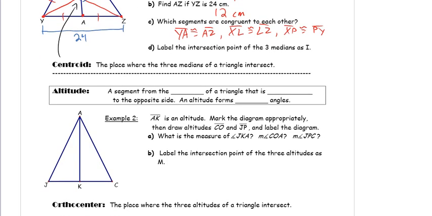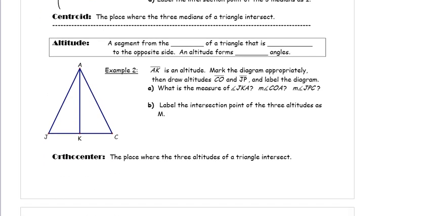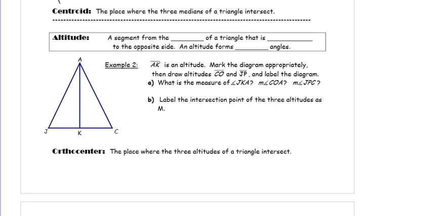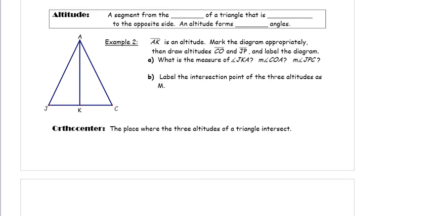An altitude is a segment from the vertex of a triangle, so in this case A, that is perpendicular to the opposite side. An altitude forms right angles. Okay, so that's what this does. It does not cut JC in half. That's what a median does.